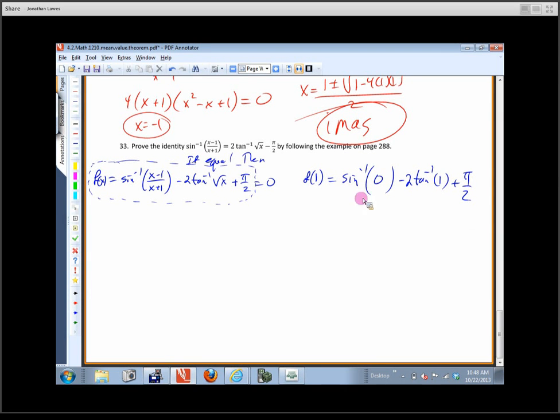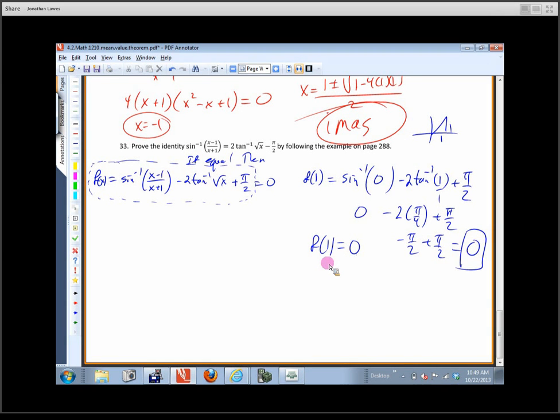So sine inverse of 0. Sine inverse of 0 would be 0. Okay? Tangent inverse of 1, let's think about that. Tangent inverse of 1, that's 1 over 1, ratio of the opposite side over the adjacent side. So that's going to be pi fourths. So this is a negative 2 times pi fourths plus pi halves. So this is going to be negative pi halves plus pi halves, so that equals 0. So f of 1 at least equals 0. Okay? So these two sides would be equal if you plugged in a 1.